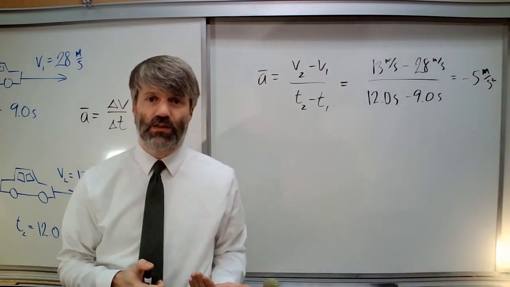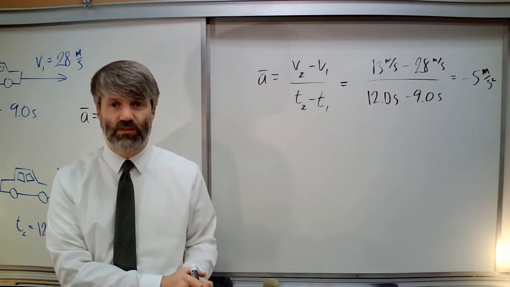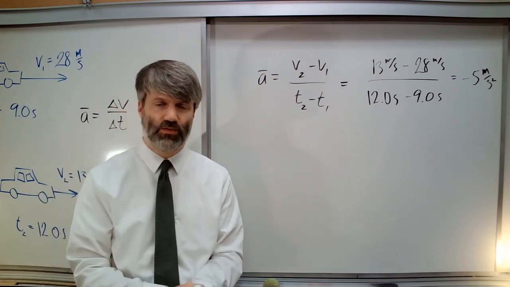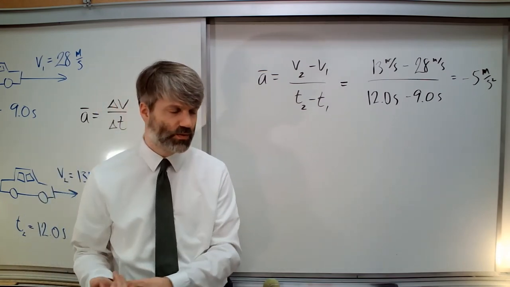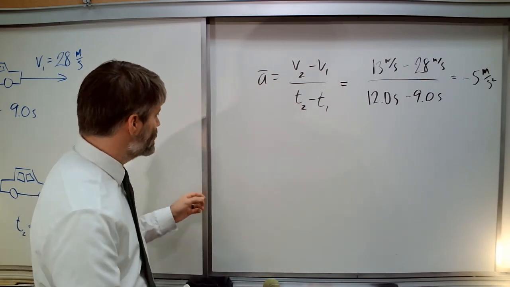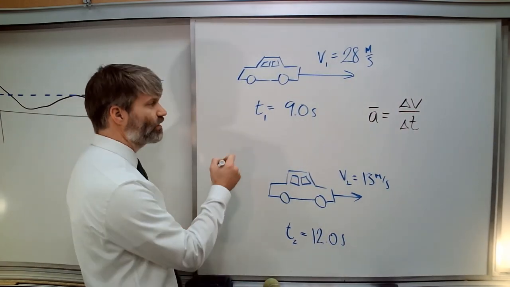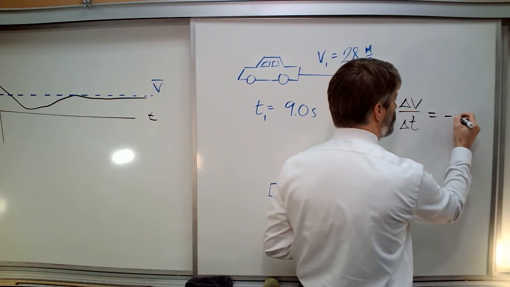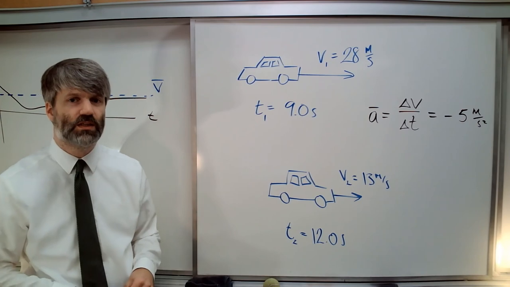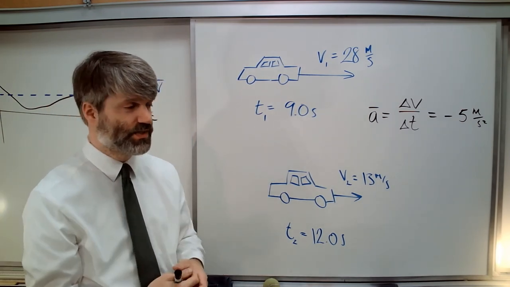Now, notice that our acceleration is negative in this case. All right? We have a negative acceleration. Acceleration is a vector quantity, so it has direction as well as magnitude, just like velocity, just like displacement. So if we look back at our car, knowing that its average acceleration is negative 5 meters per second squared, as in it is changing its velocity at 5 meters per second every second.